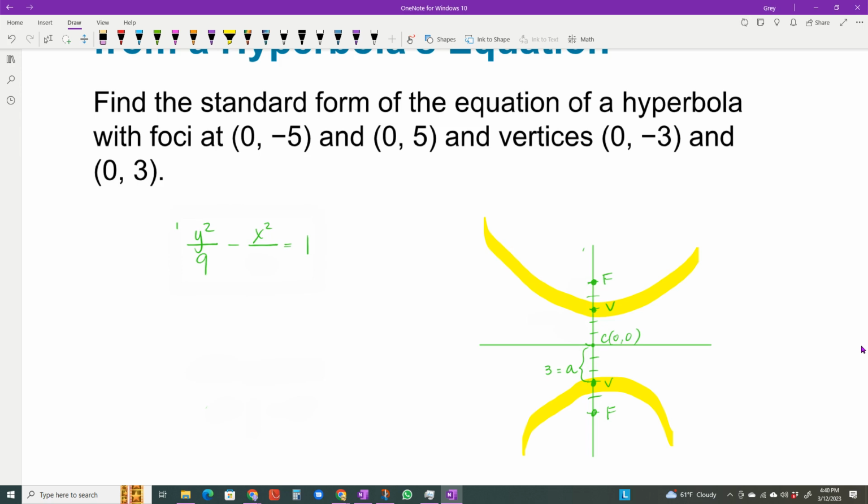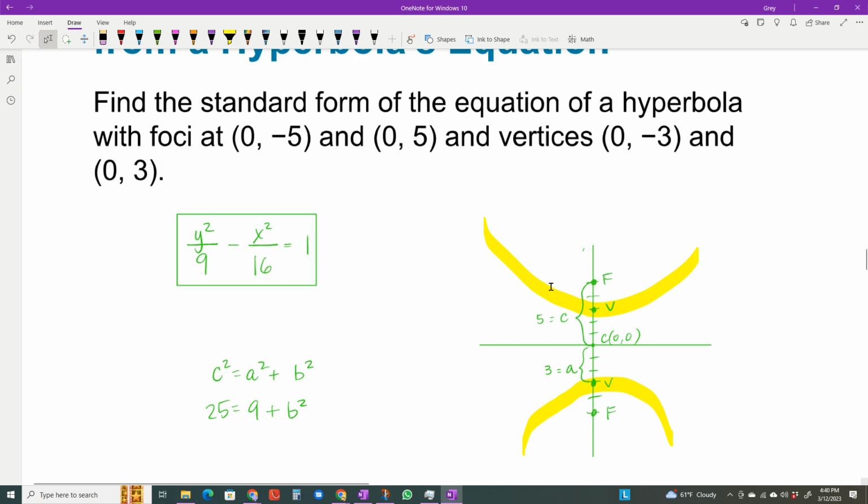And then I know that the distance from the center to the focus is c. So c is 5, and using my general equation, c squared equals a squared plus b squared, c squared is 25, a squared is 9 plus b squared, so that leaves b squared to be 16. So I'm just going to put 16 and be done. That's it. All we had to do.